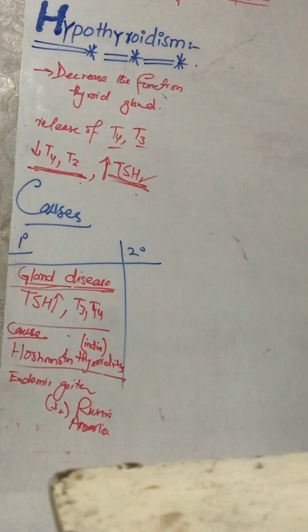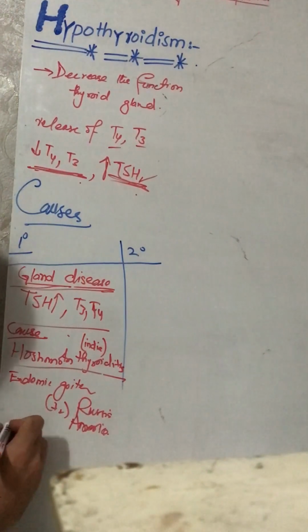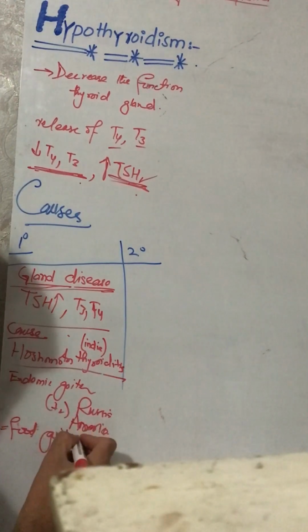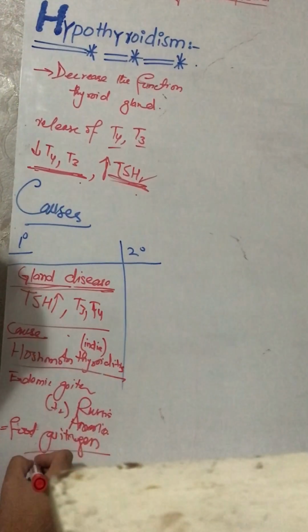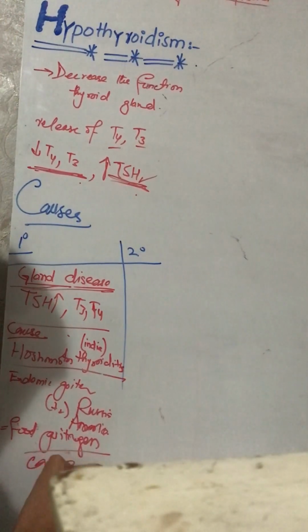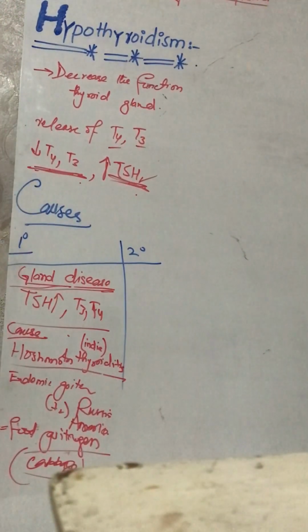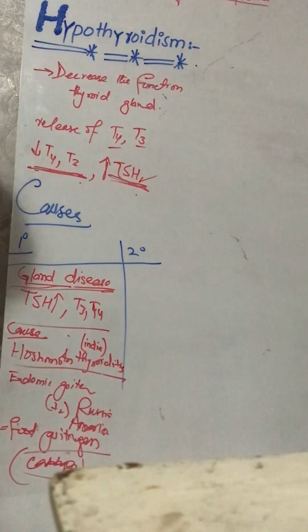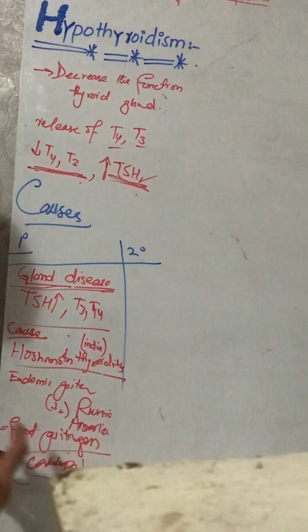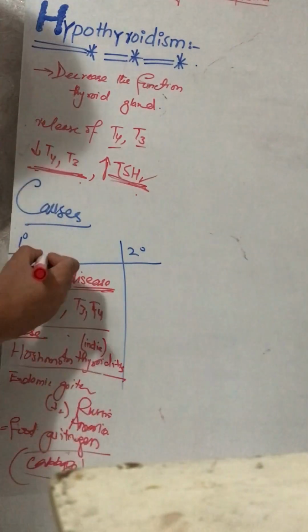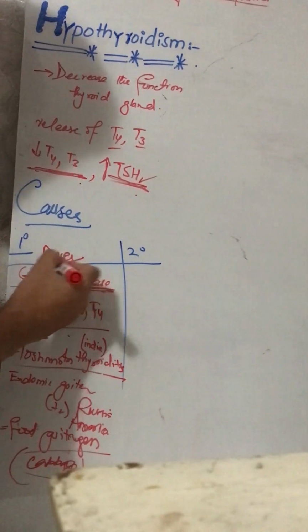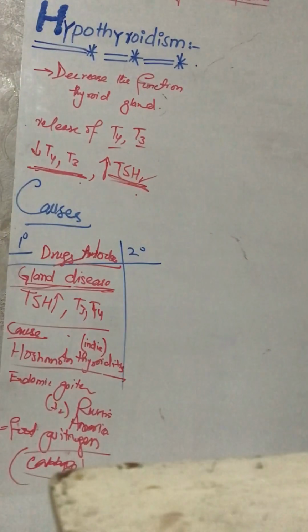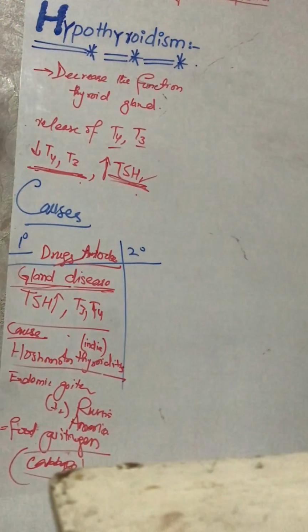So these are the causes, as well as there are some food goitrogen causes by the eating of cabbage family vegetables. When you are eating them, it can also cause gland disease and decrease of the T3 and T4, as well as there are some drugs. We can name drugs like amiodarone, used in anti-arrhythmic conditions.